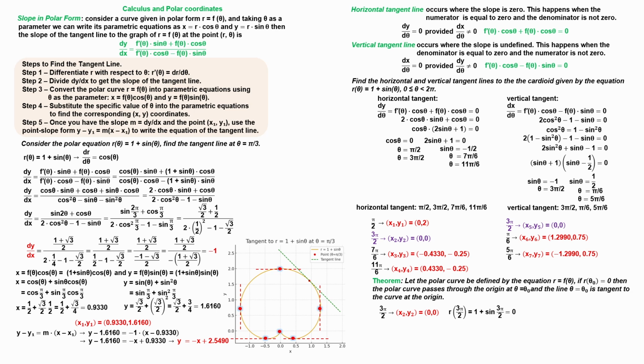Since at 3 pi over 2 the curve passes through the origin, then the slope is the tangent of 3 pi over 2, which is infinity. Thus, there is a vertical tangent line at the pole.